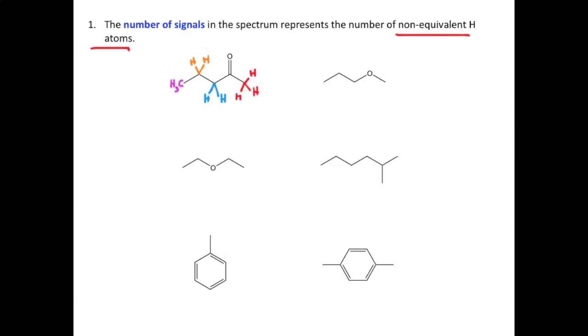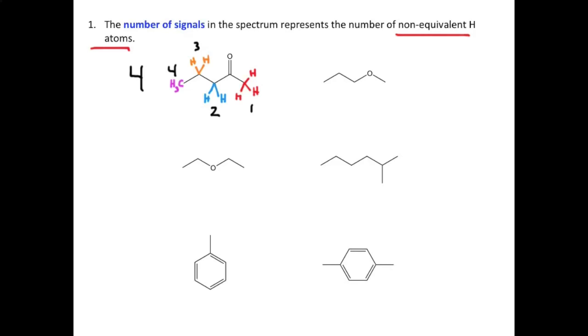So in this first example, we have 1, 2, 3, 4 sets of non-equivalent hydrogen atoms, which means that this compound here would have 4 signals in its NMR spectrum. Let's go through and look through a couple more examples.